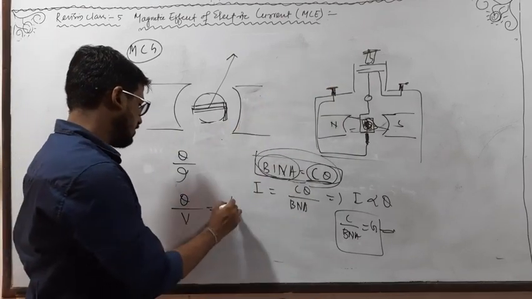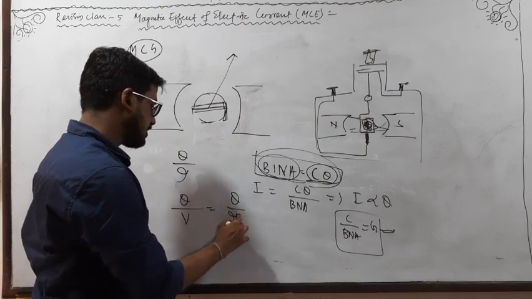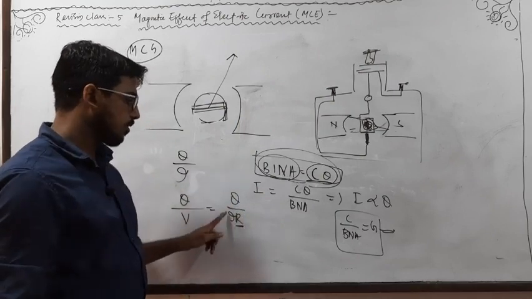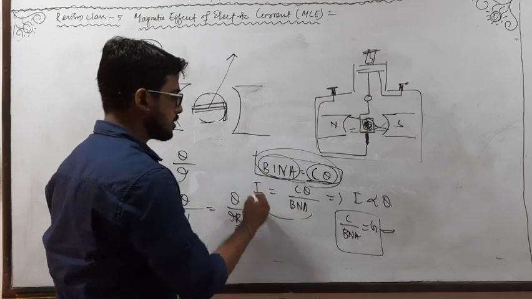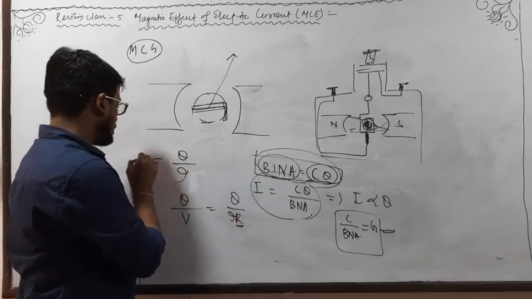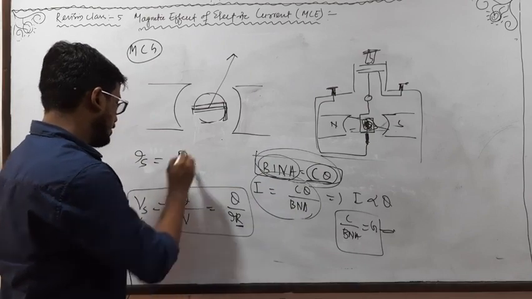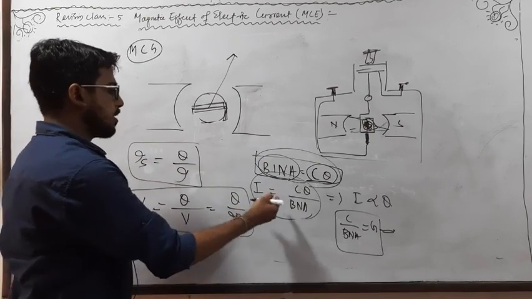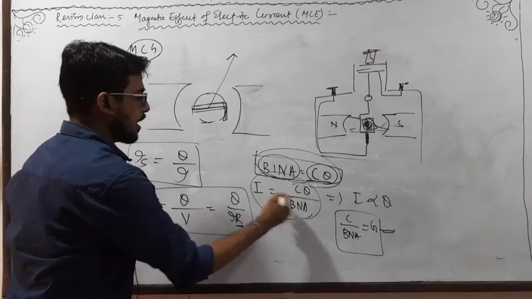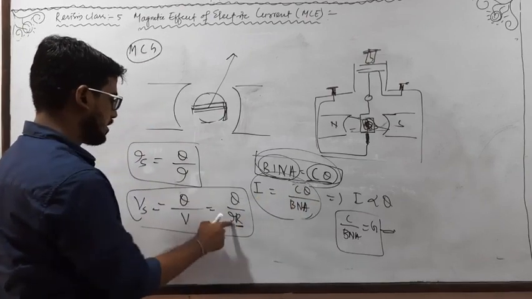So what is the potential difference? It is I into R, where R is the resistance of the galvanometer and I is the current flowing through it, whose value will be this much. Clear? So this is known as the current sensitivity, and this is known as the voltage sensitivity of a galvanometer. You can find the expression by replacing I with this much here and here.